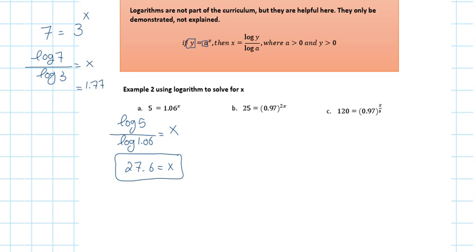How about your next question? What do I do? Log 25 over log of 0.97. And what is that equal to? You have to be careful here, guys, that when you do this, it's going to equal your exponent, whatever your exponent is. In this case, my exponent is 2x. Okay? Now what do I do?